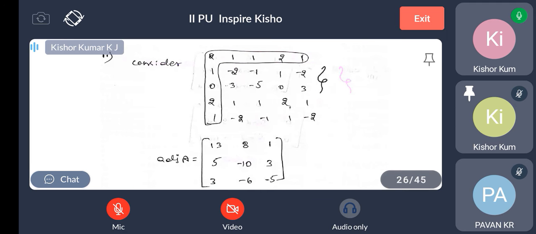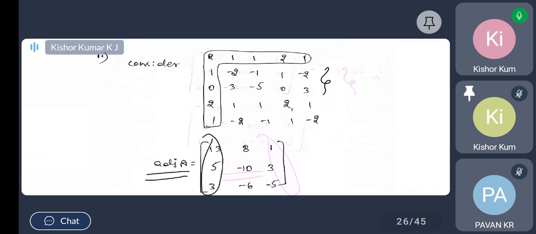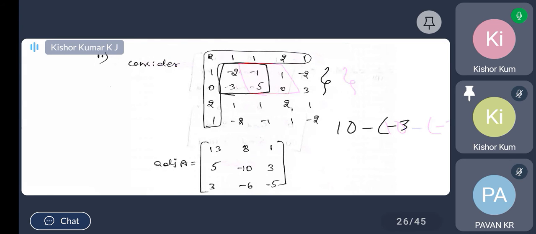Let's see how to solve this. Consider the first 4 elements here. Minus 5 into minus 2, it is a plus 10. Minus of minus 3, obviously it is 10 plus 3, that is 30.